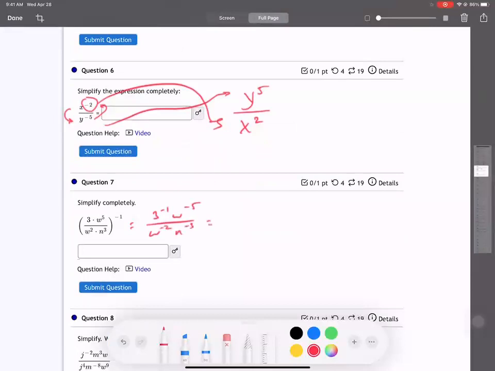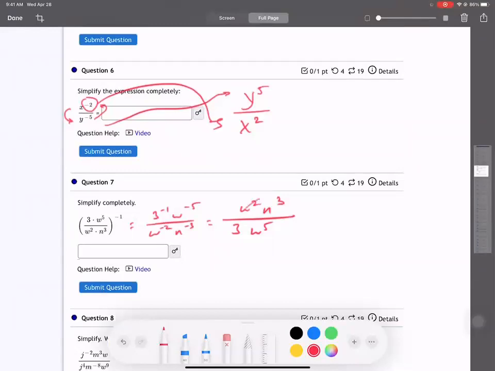And since we're going to do a flip here, you don't belong here. Negative exponent means you are on the other side. So w to the fifth, and then w squared and cubed. Okay, that's what the negative exponent does. It flips your fraction. Now we can simplify this.